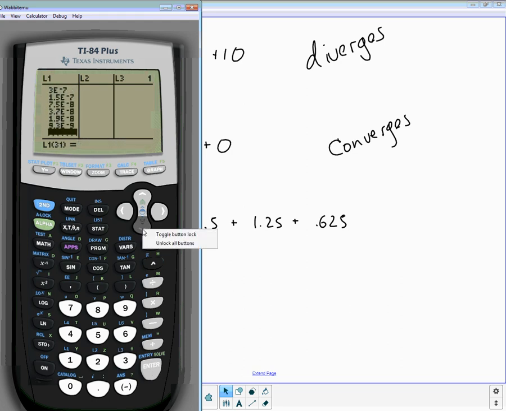And eventually, as you can see, we're getting really, really small. After 30 steps, I'm at 9.3 times 10 to the negative 9th feet. Very small. We're talking on the order of bacteria there. So, the question is, does this add up to a complete number? And the answer is yes.